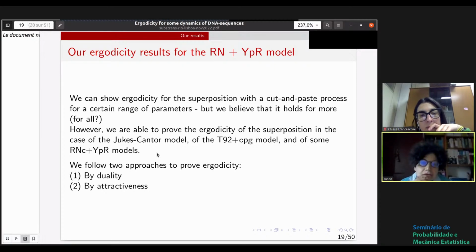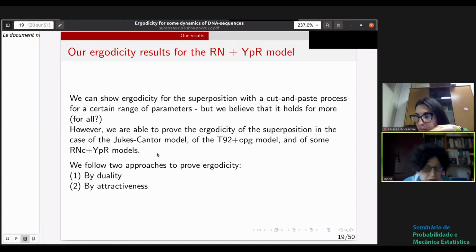So what we could do is to prove ergodicity in the case of the Jukes-Cantor model plus CPG effect, and T92 plus CPG, and of some of the R and C plus YpR. So here there are more parameters. And we did follow two approaches to prove this ergodicity. First, we tried duality, and then we tried attractiveness. So I will explain to you these two approaches. If I have time, I will give some of the proofs.